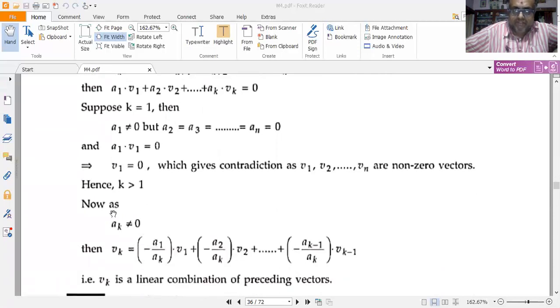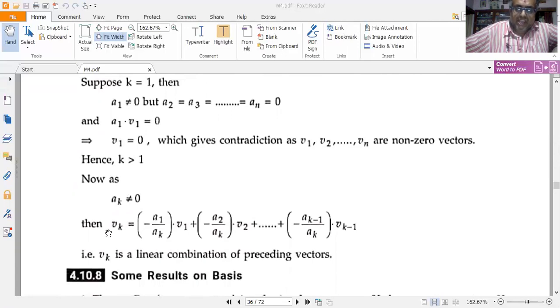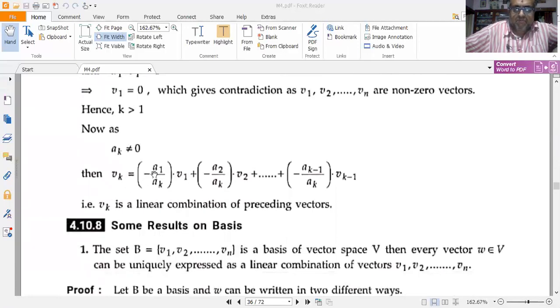And since ak is not equal to 0, I have vk is equal to minus a1 by ak into v1 plus minus a2 by ak into v2 plus etc. up to plus minus ak minus 1 by ak into vk minus 1. So I have the inference that vk is a linear combination of its preceding vectors only.